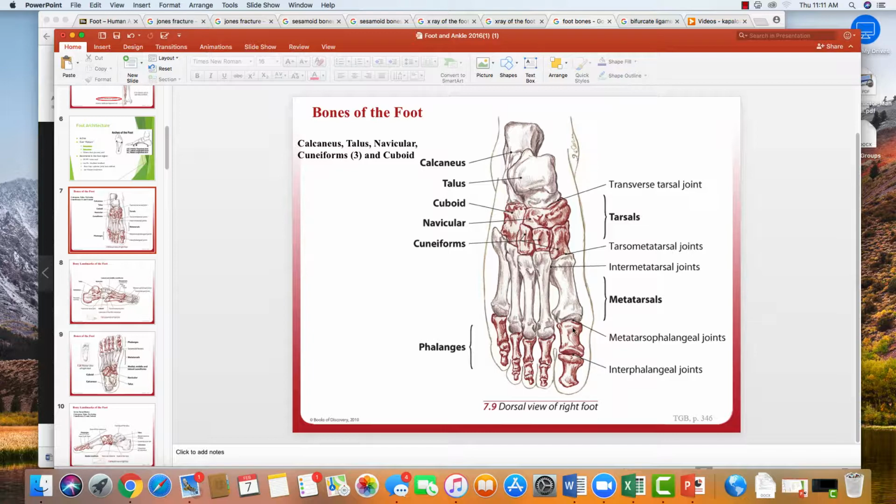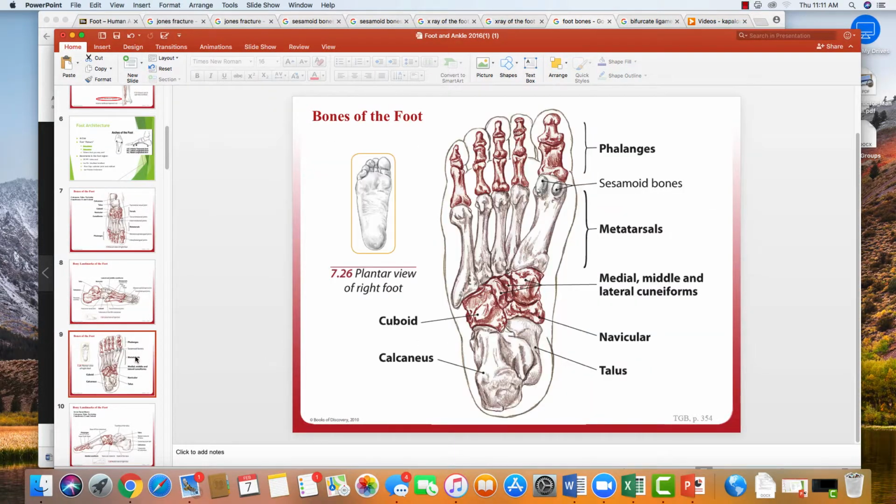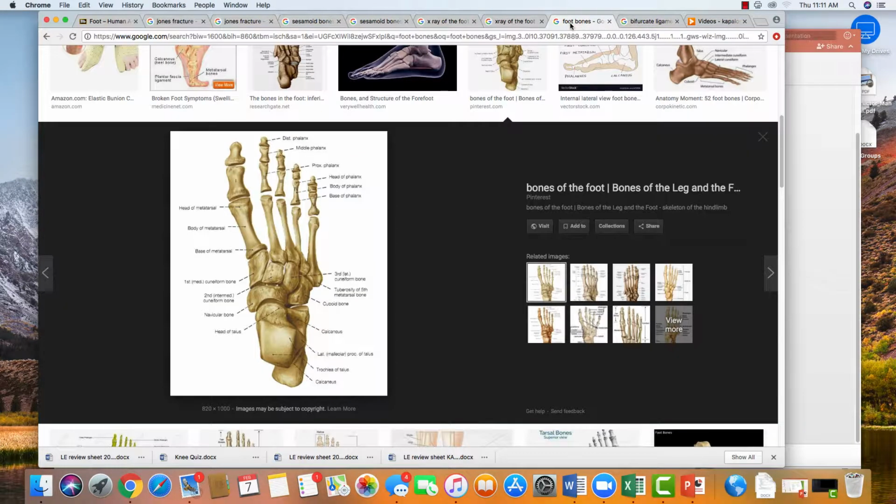After the metatarsals, we go into the phalanges, and when we look at our foot, these are the toes, and we've got a bunch of bones that make up this area. Let me see. I've got another, here it is.